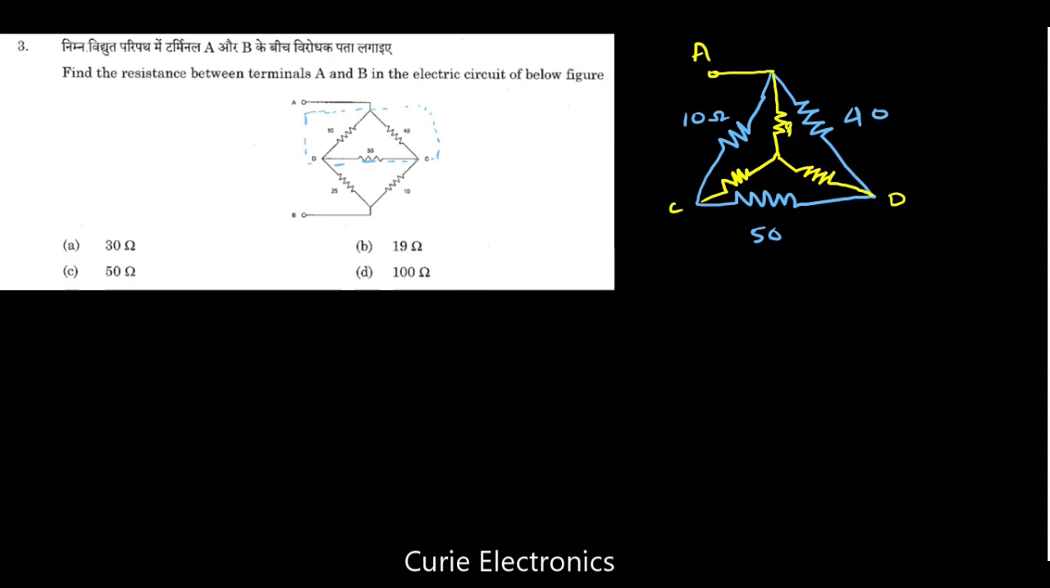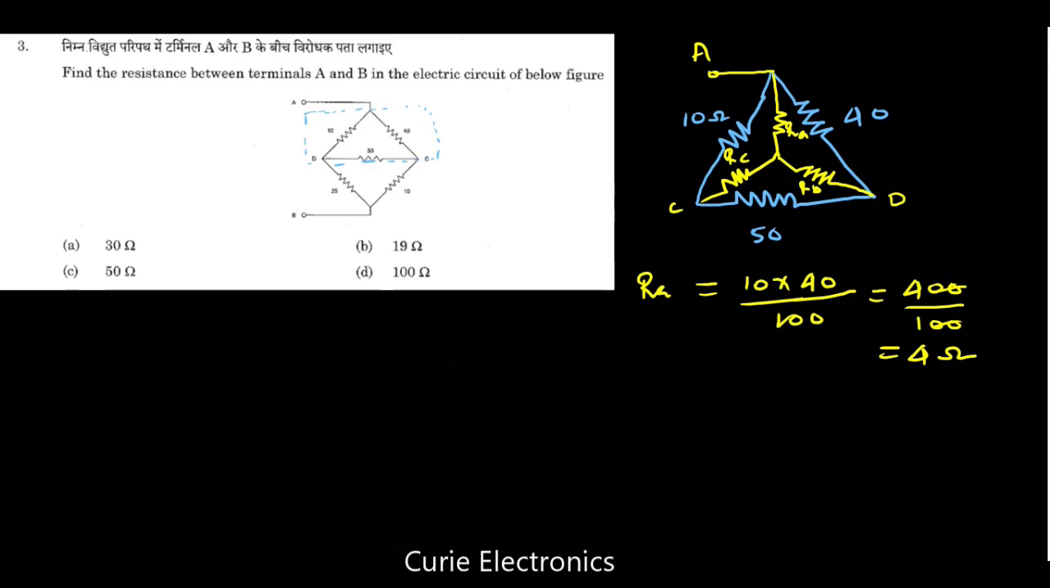This I will mention as RA, RB, RC. Now what is RA? To find RA, RA is connected in between the 10 ohm resistor and the 40 ohm resistor. So it is 10 multiplied by 40 upon the sum of all 3 resistors, that is 100. 400 upon 100, so we get 4 ohms.